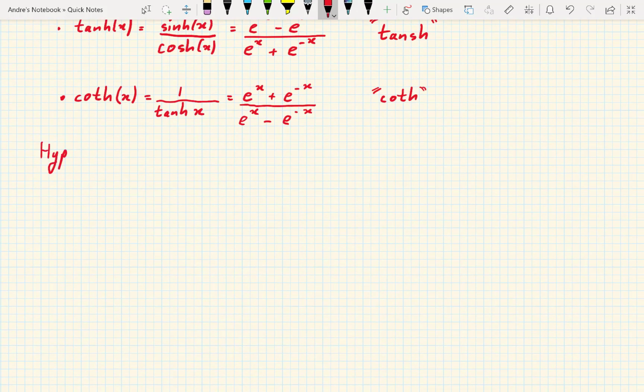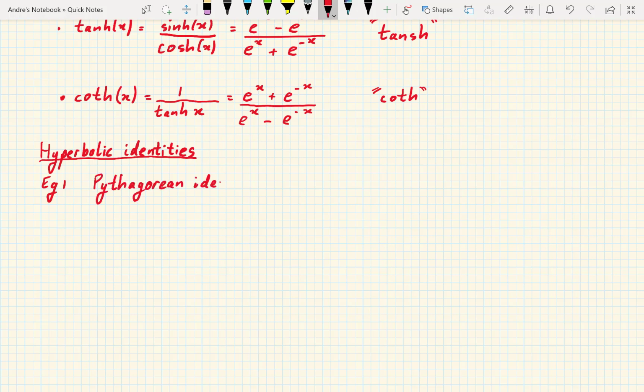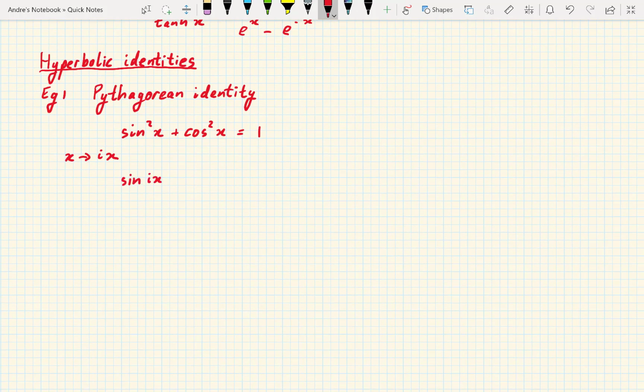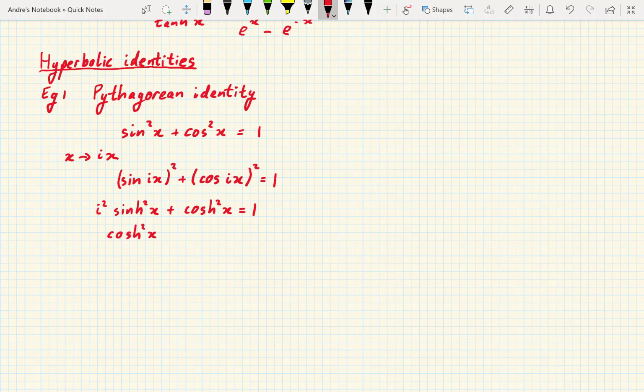Now we're going to look at some hyperbolic identities. The point to remember here is that for every trigonometric circular identity, there's a corresponding hyperbolic identity. We won't go through them all, just derive a few to illustrate the point. For the first example, we'll start with the identity sine squared x plus cos squared x equals 1. Now substitute ix for x. Recall that sine ix equals i sinh x and cos ix equals cosh x, and we get the identity cosh squared x minus sinh squared x equals 1.